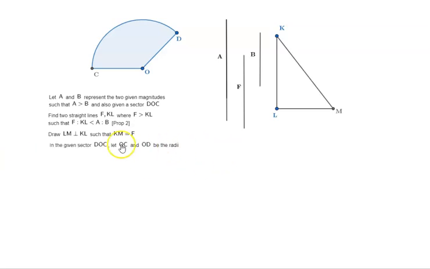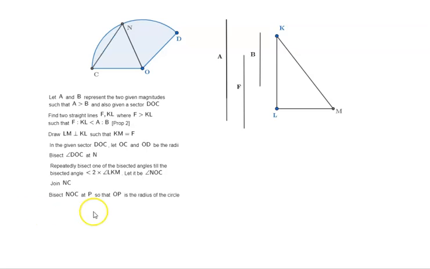Now, in the given sector DOC, let OC and OD be the radii. Bisect DOC at N and let's join NO. Now, repeatedly bisect one of the bisected angles till the bisected angle is less than 2 times the angle LKM. In our case, NOC is such an angle. Join NC. Now, bisect NOC at P so that OP is the radius of the circle.